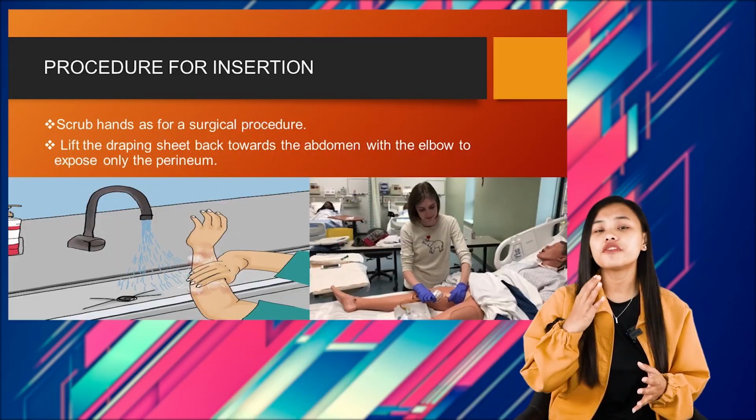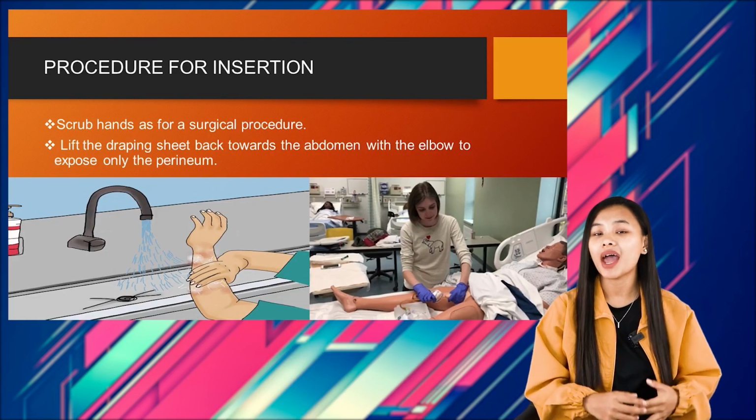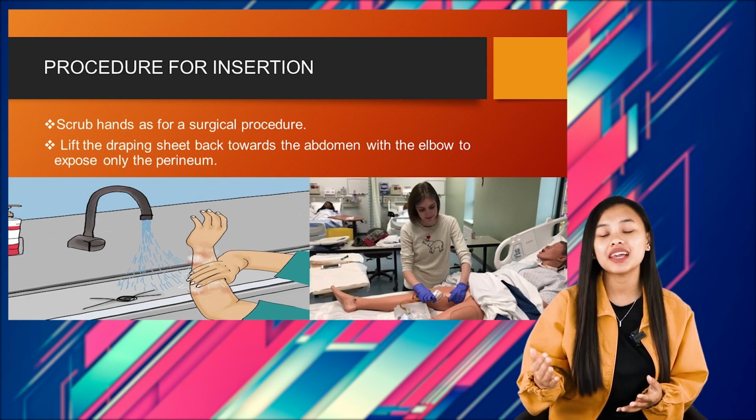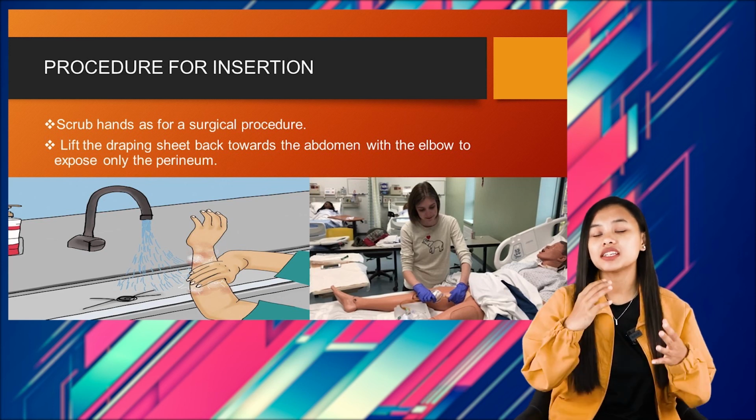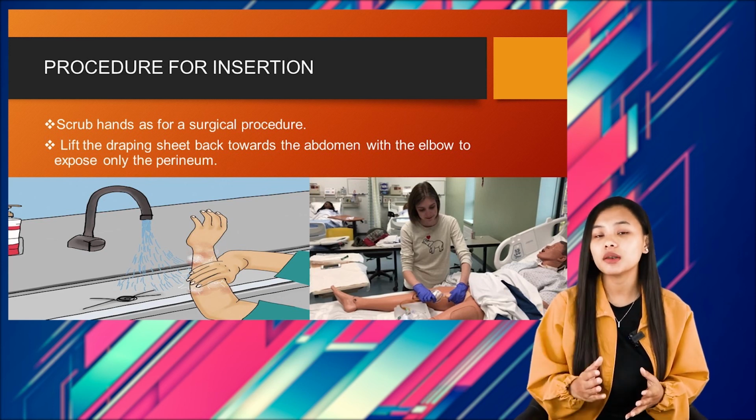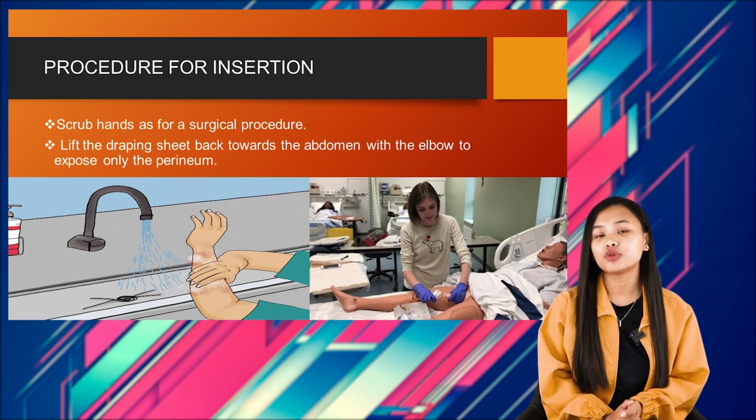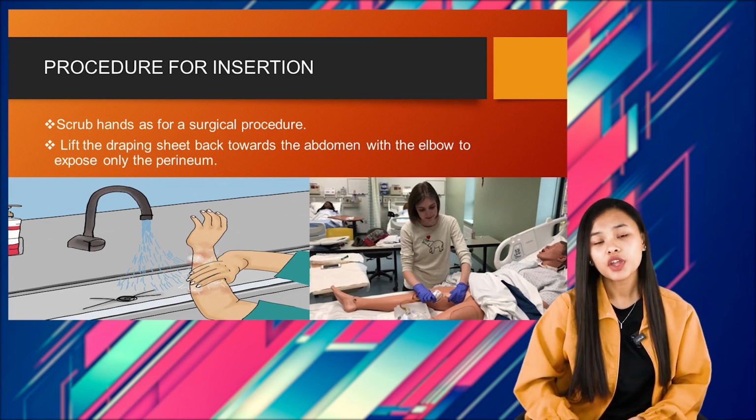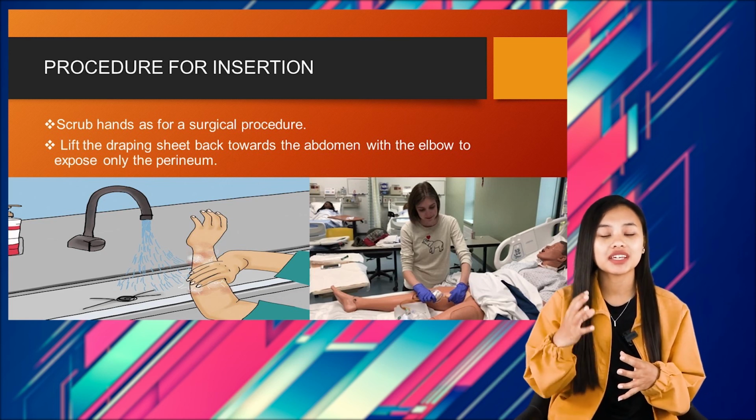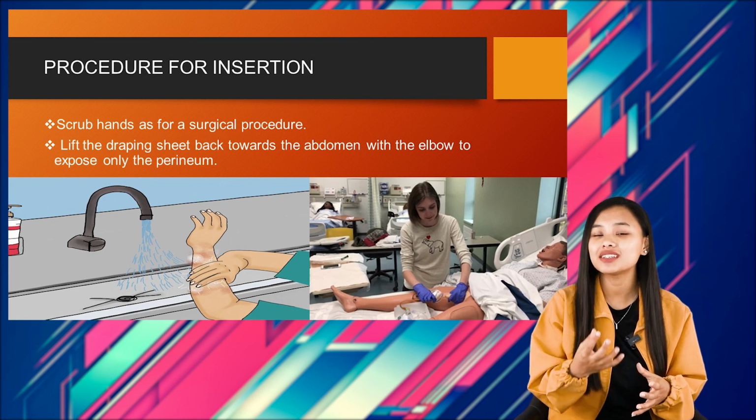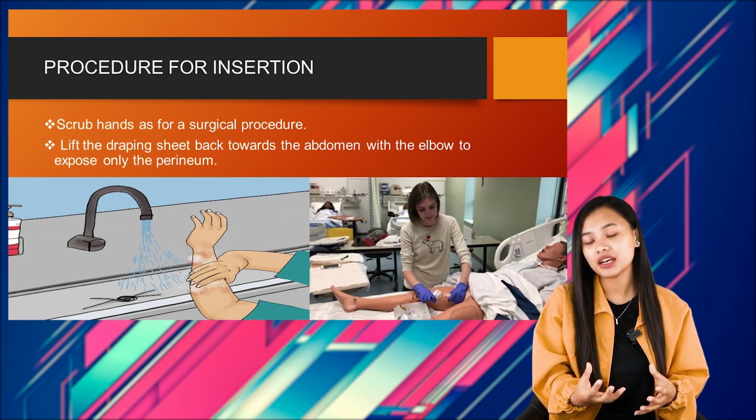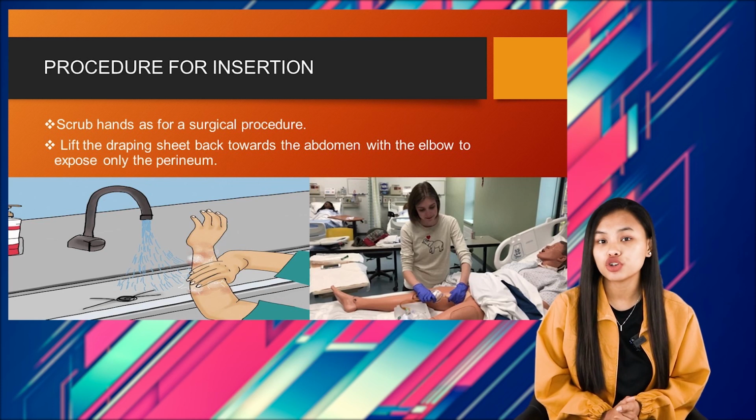Now let us discuss the steps that we need to follow when we are inserting this catheter. The first one is that we must perform hand washing. As I've repeatedly been saying in each and every procedure, hand washing must be done before performing any procedure for the patient in order to prevent the spread of microorganisms. Even here, before you insert the catheter into the bladder, you must make sure that you wash your hands.